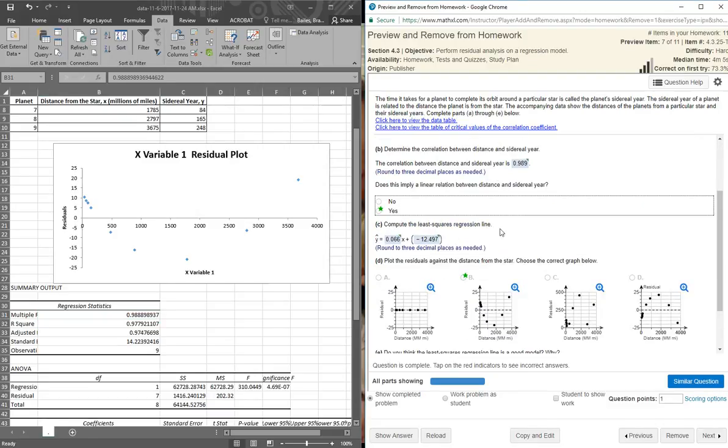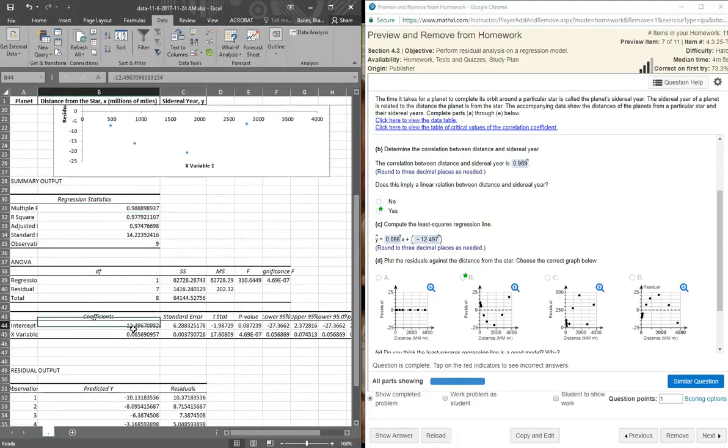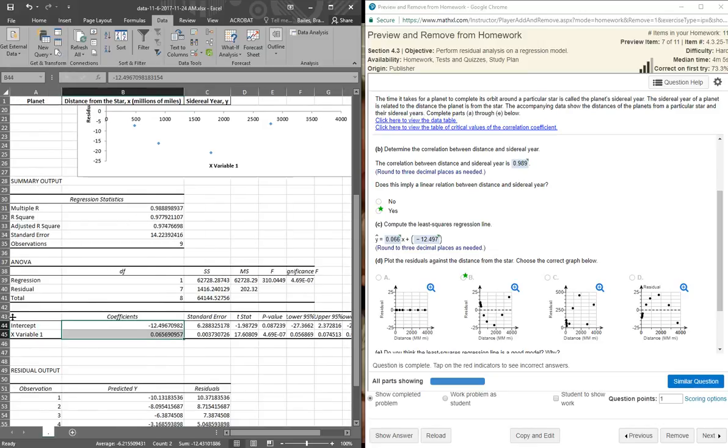Now compute the least squares regression line. So that would be found down here, these two numbers. You can see this one is already titled intercept. So if you look over on our y equals mx plus b, the intercept is right here. It matches this number. Our x variable is our slope. If you look over on our y equals mx plus b, you can see our slope matches this number if we round it.